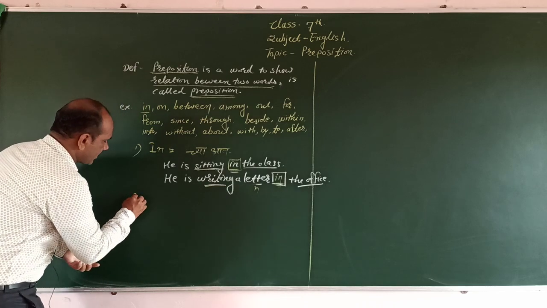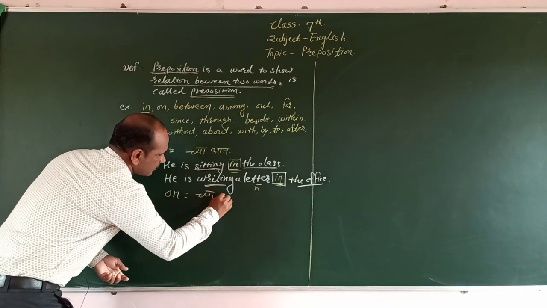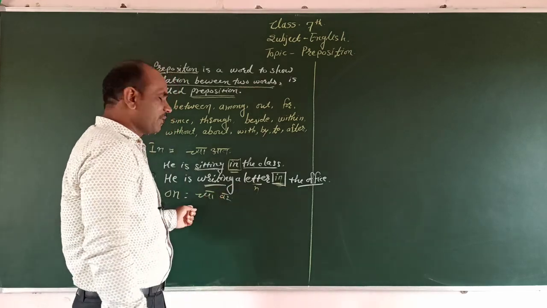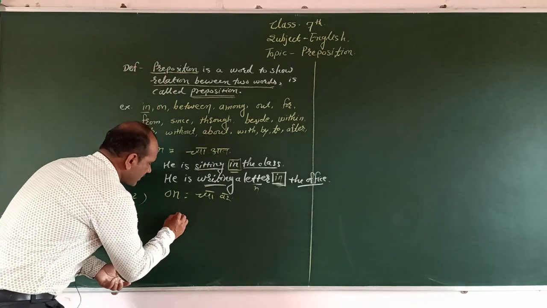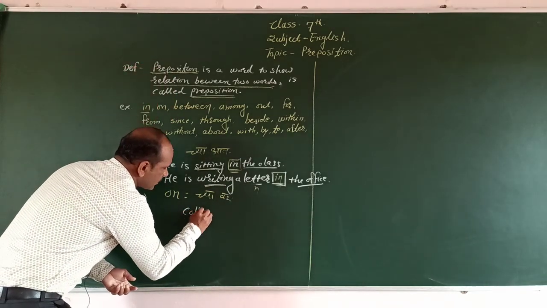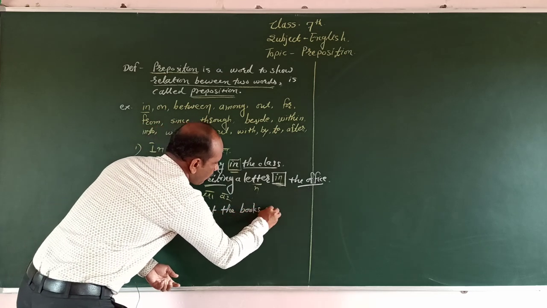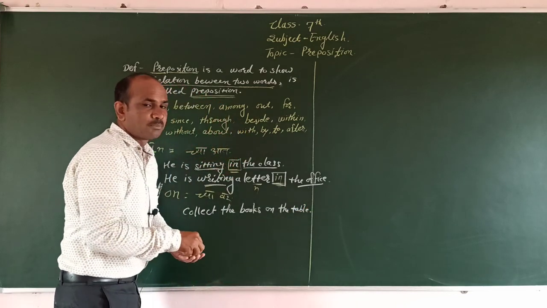Second, we have to discuss here on. Cha var in Marathi. On, it is a preposition. This preposition is written here with examples. The first example is: collect the books on the table.